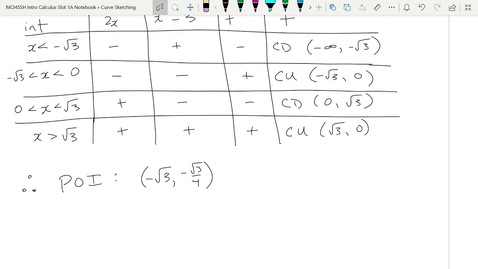What happens at the next critical value? At the next critical value of 0, we go from concave up to concave down. So that's another point of inflection. And that one's easy, 0, 0, because the numerator is just x, right? And then the next one is what happens when x is root 3. Well, at root 3, we switch from concave down to concave up. So that's also a point of inflection. And the math would work out the same. It would just be positive. So there's my points of inflection.